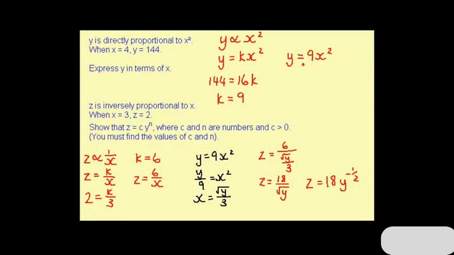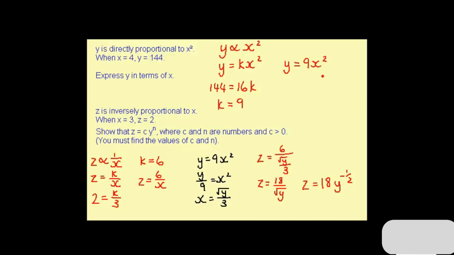I'm going to rearrange it to find x, so that I can replace this x here with the x that I will have found from up here that involves y. So, y equals 9x squared. Divide by 9 gives me y over 9 equals x squared. Then square root gives me the square root of y over the square root of 9, which is 3, which is x. Replace this x with this. So we have 6 over root y over 3.